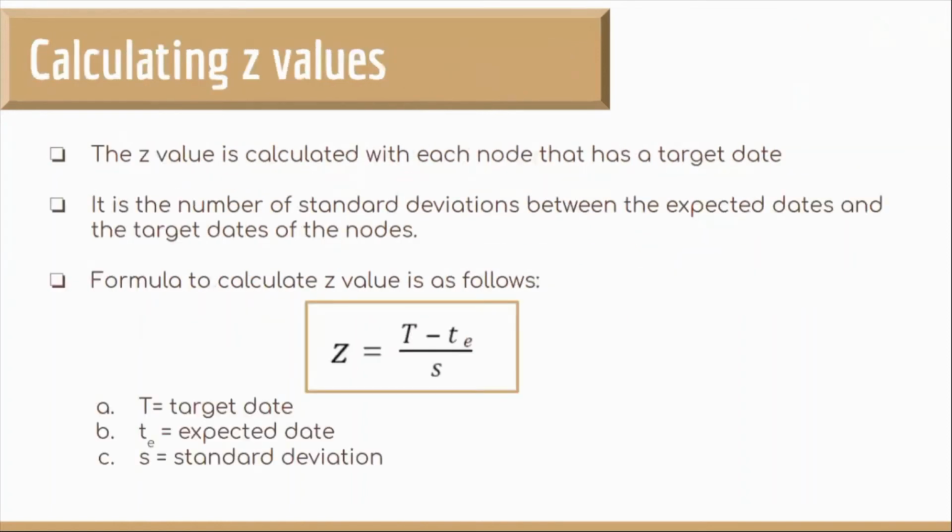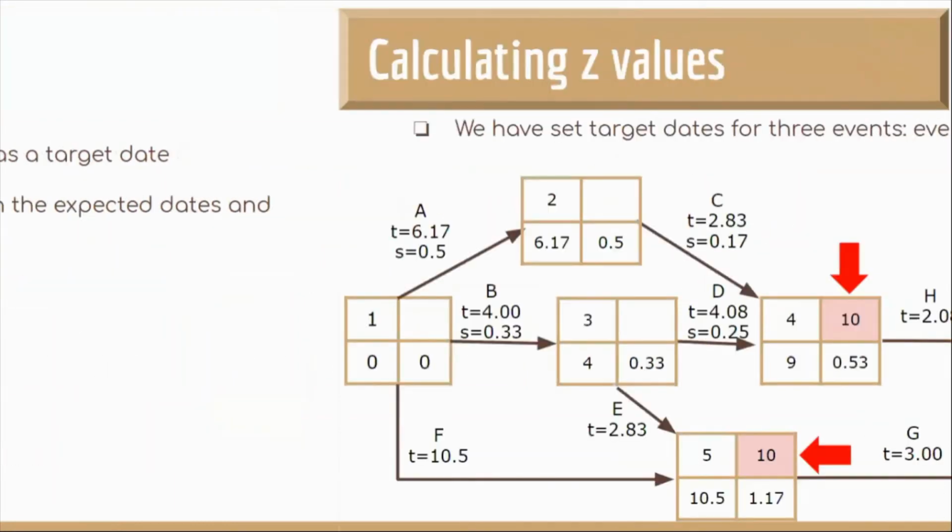The Z value is calculated with each node that has a target date. It is the number of standard deviations between the expected date and the target date of the nodes. The formula goes like Z is equal to capital T minus TE divided by S. The target date is capital T, which we are assuming. And then we have TE and S, which is the expected date and standard deviation, which we calculated using the 3 time estimates we considered.